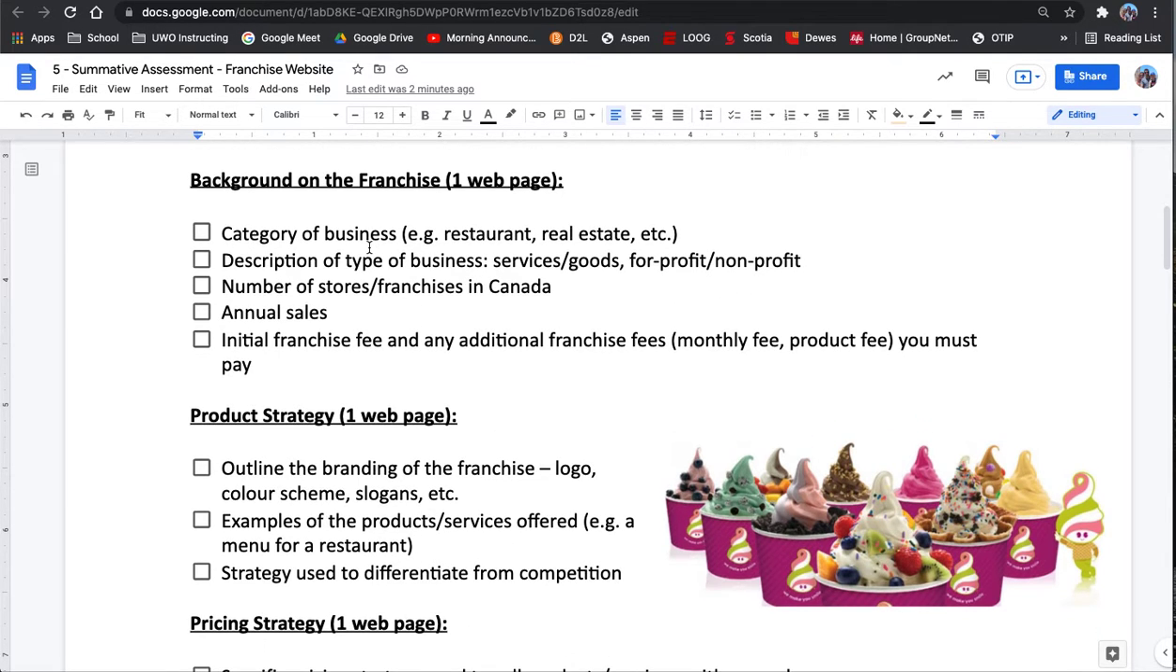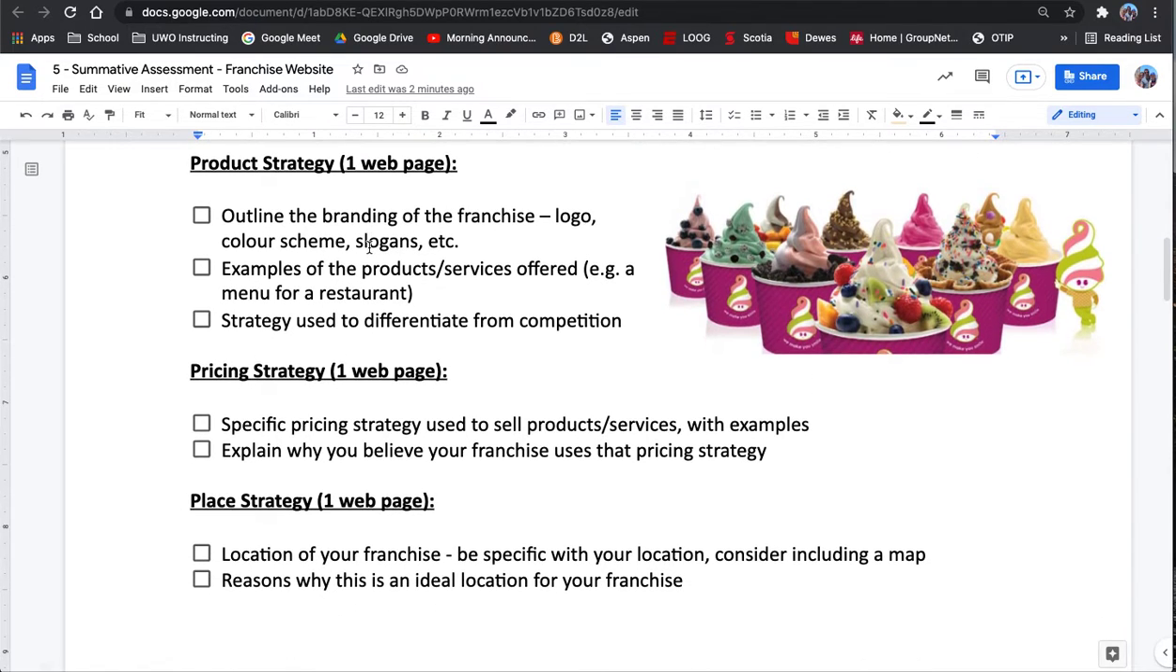The next 4 pages are going to be the marketing mix that we reviewed in class. So you're going to tell me about the product strategy, logo, color schemes, slogans, examples of signature dishes, and how they differentiate from their competition. So we did, for example, the McDonald's marketing mix that we did as a class together. We'll show you all of the different ways that McDonald's uses product strategy to differentiate from their competition.